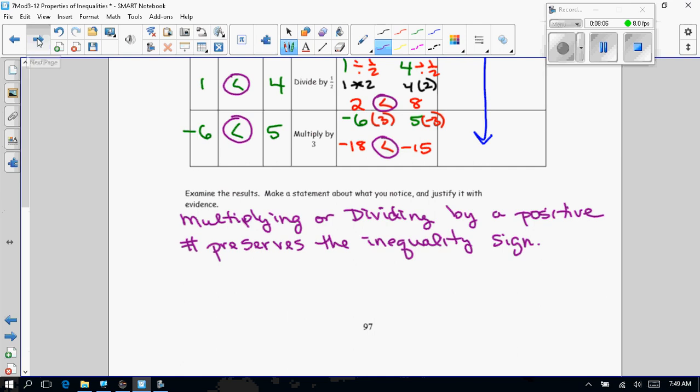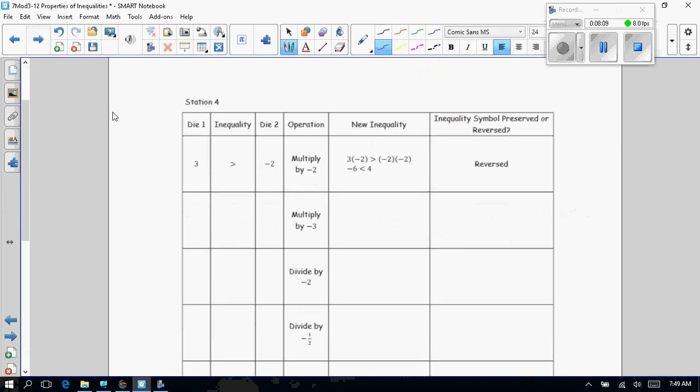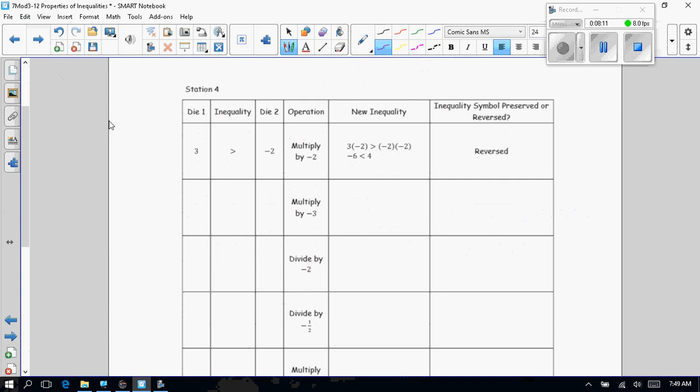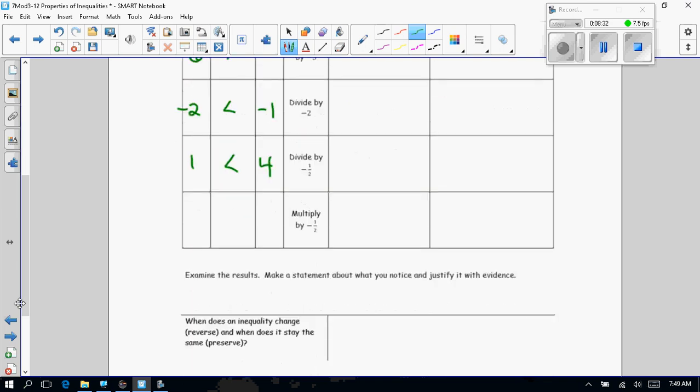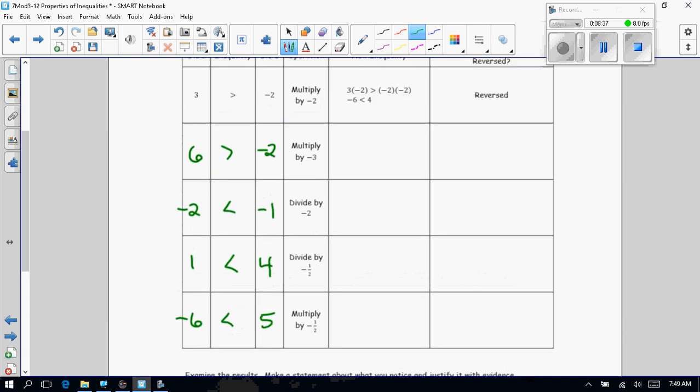We're going to do the exact same thing again. This time we're going to multiply or divide by different numbers instead of just -1. Because, you know, maybe it was because it was a -1 that the sign changed in the other one. So let's find out what's going on. So again, let's work with our same numbers. 6 is greater than -2. -2 is less than -1. +1 is less than 4. And -6 is less than +5. All right, this time you're going to multiply or divide by these different numbers and tell me what you notice about the inequality signs. So once again, hit pause.